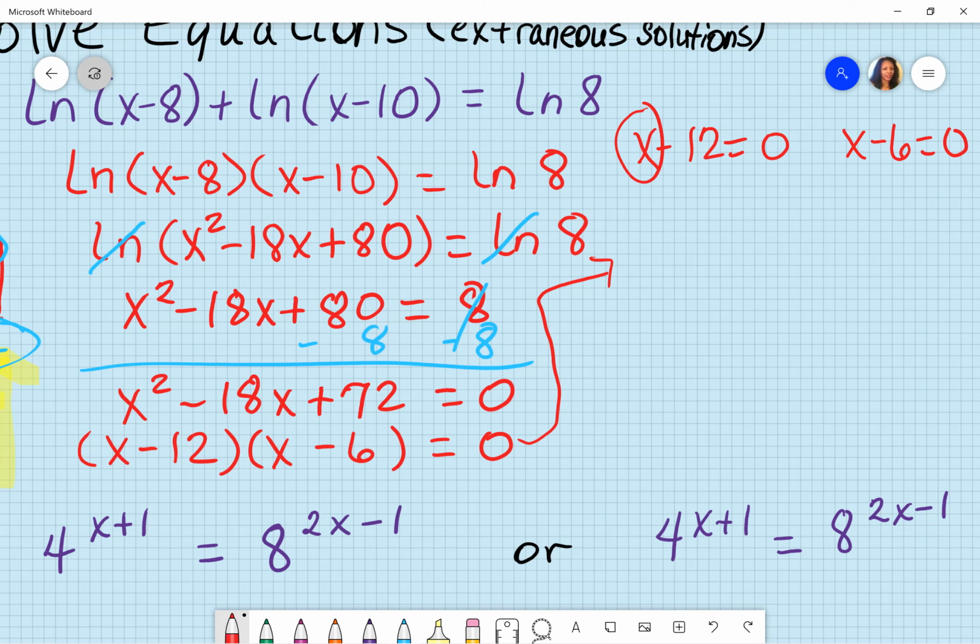Think about it. What minus 12 will equal 0? It's got to be positive 12, right? So x is equal to positive 12. And then over here, what minus 6 will give me 0? It's going to be the opposite sign. x is equal to 6.